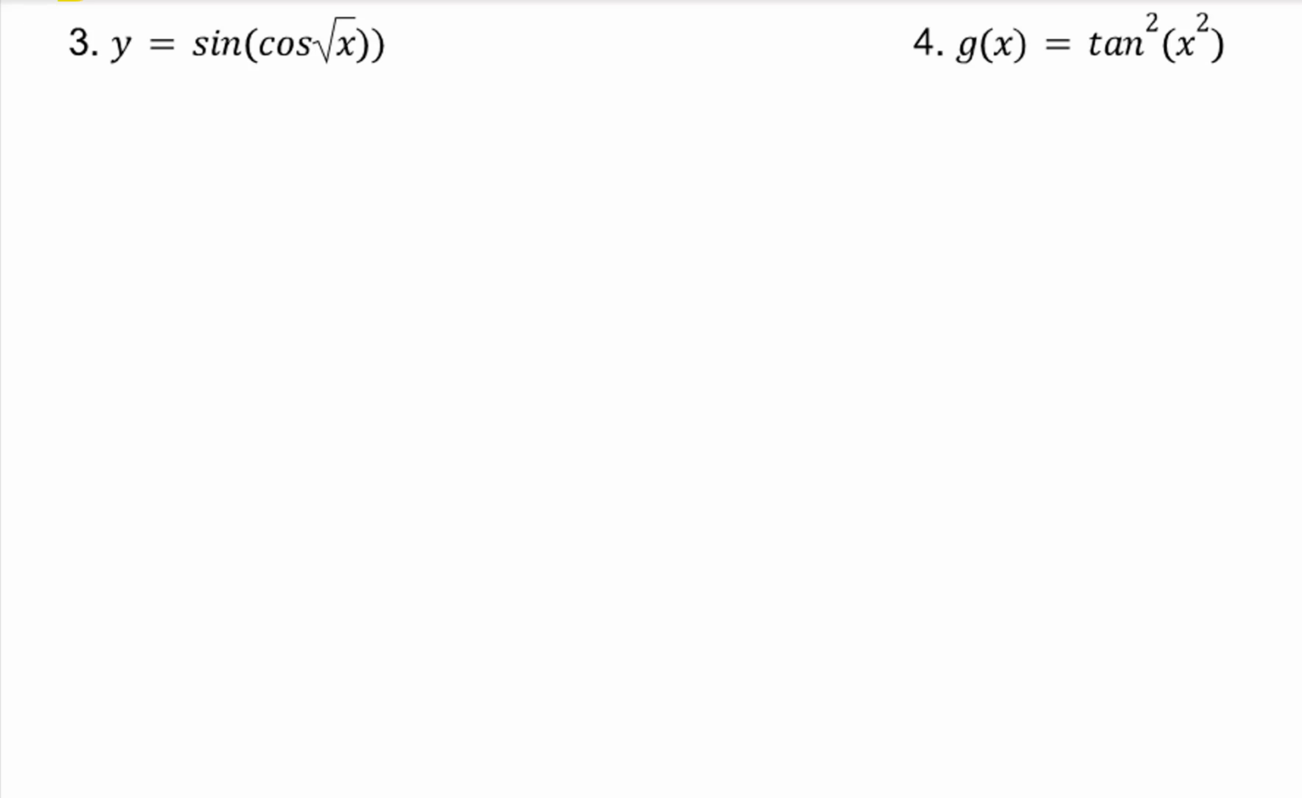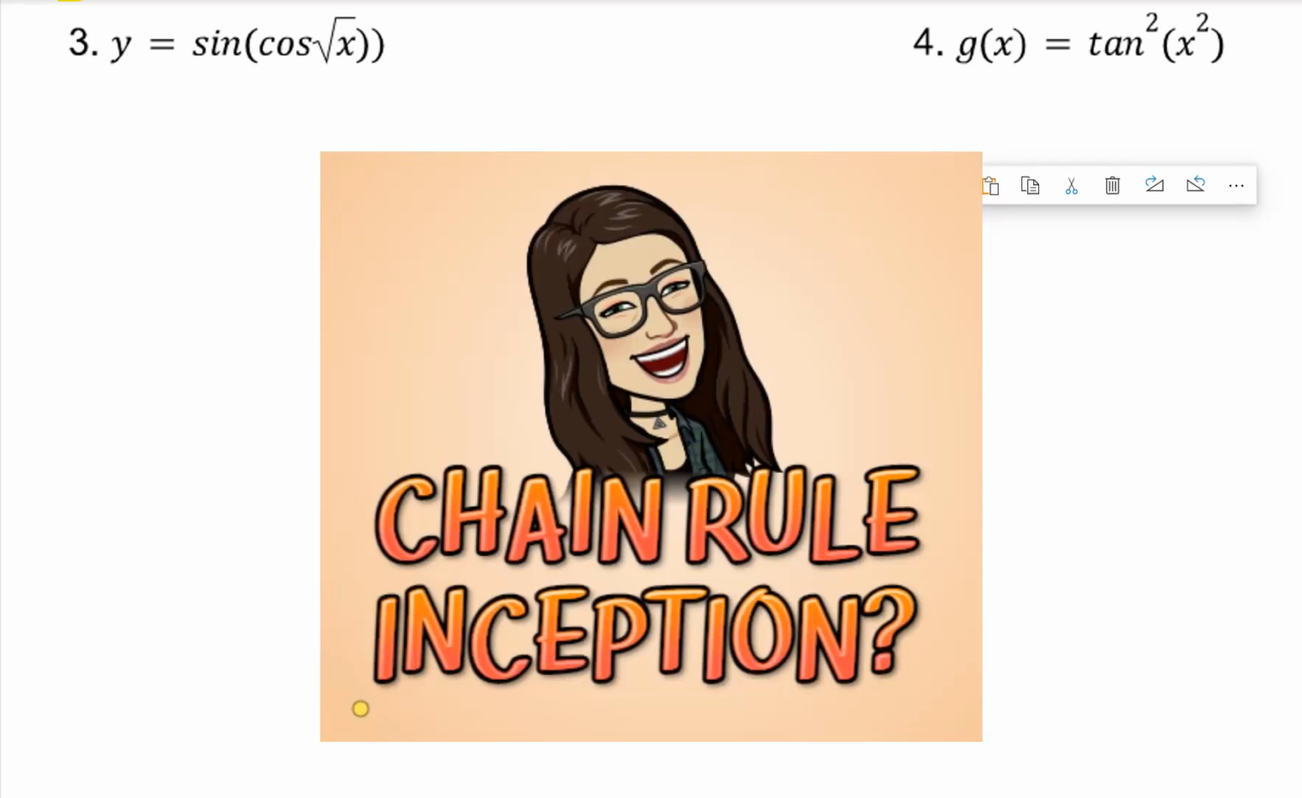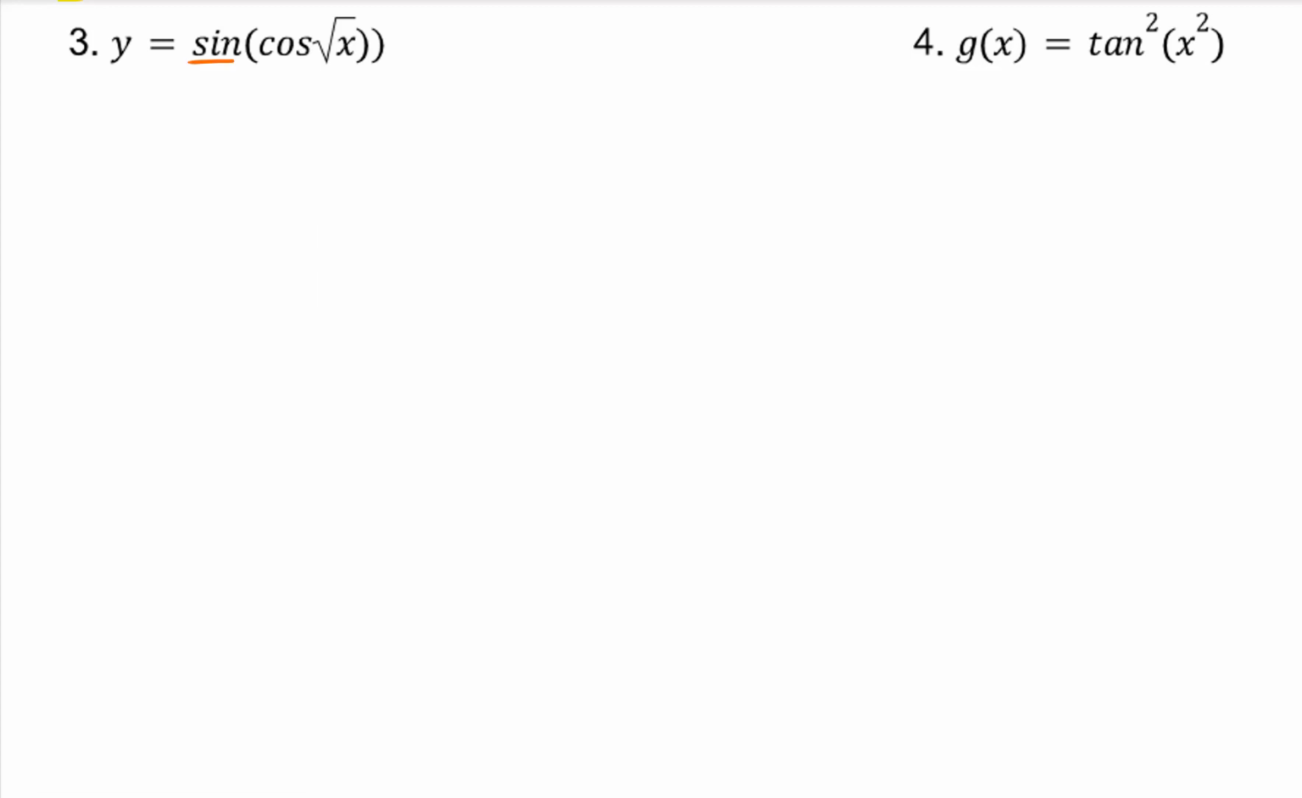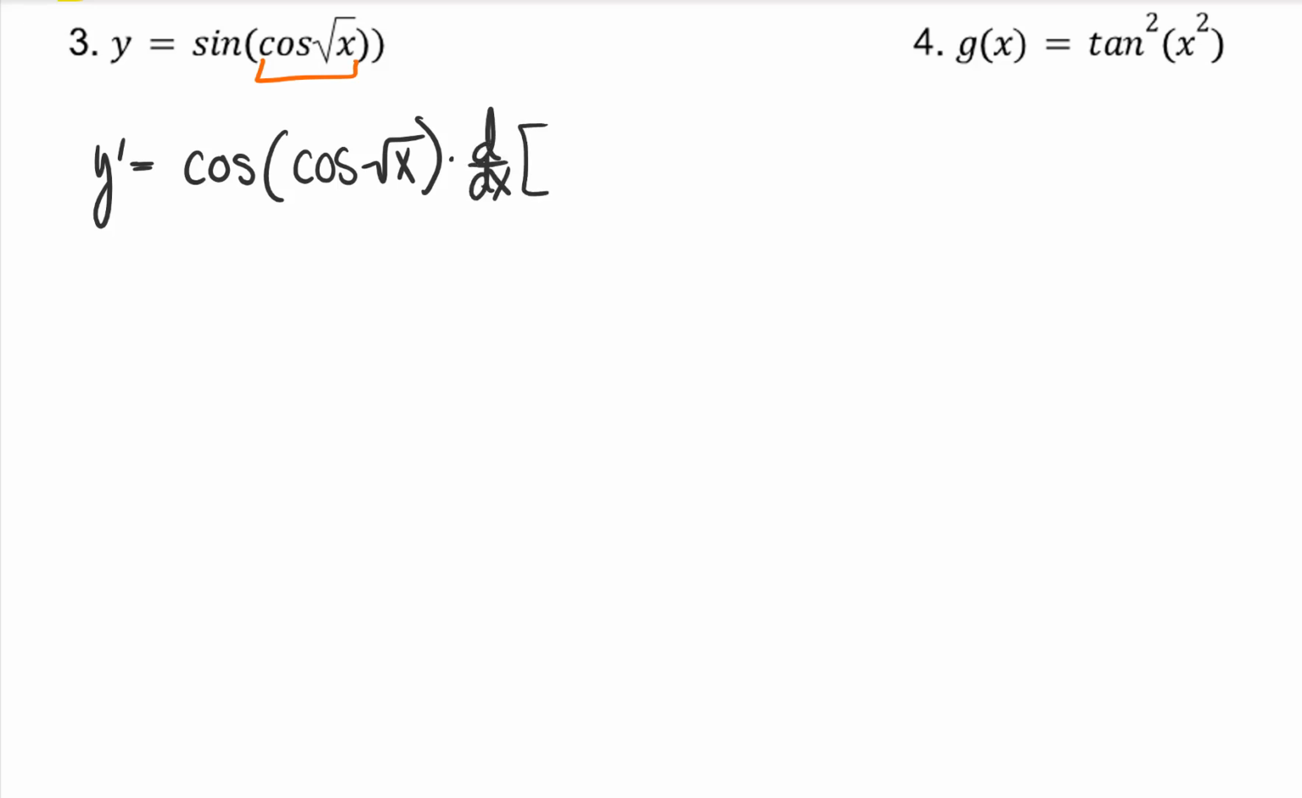Let's try some problems where we're going to have chain rule within chain rule. We're going to start with the outside and work our way in. First of all, I'm taking sine of, is it x? No, it's cosine of root x. So that is a sine of u function. And y prime would be cosine of u times u prime, the derivative of what's inside.